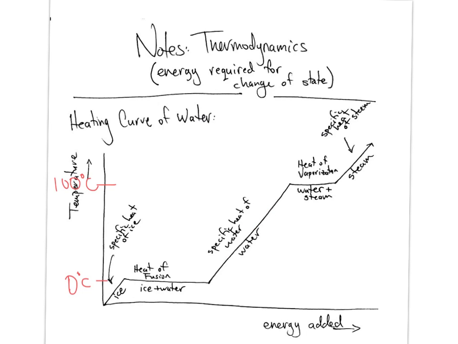So in this lesson, we're talking about this situation. How much energy is required to melt ice and turn it into water, or vice versa. How much energy is given off when water turns into ice, and how much energy is required to boil water, or vice versa. So let's take a look.